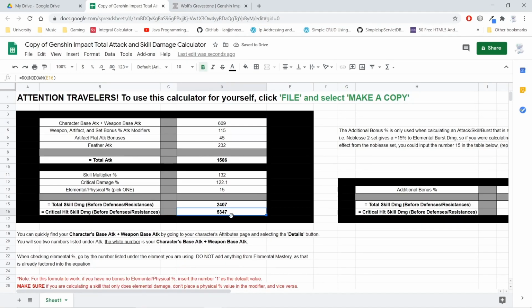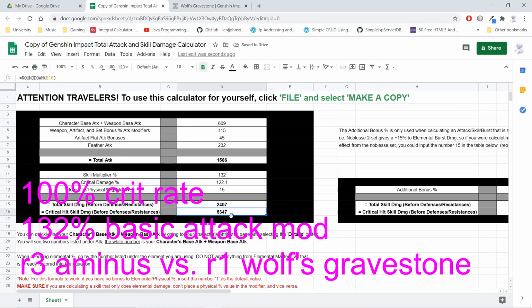Well, in order to test this out, I'll try to keep coefficients at a minimum. I'm going to assume 100% crit rate, and I'll be using a basic attack multiplier when I plug these numbers in a damage calculator. Now, I'm not sure who made this Excel sheet, but it basically uses the attack formula that's posted everywhere on Reddit, other people's videos as well. So shout out to the guy who made this Excel sheet. I'll also be using a Refine 3 Amos' Bow, which I assume most people will have, but I'll be comparing against the Refine 1 Wolf's Gravestone, which is coming up in the next weapons banner.